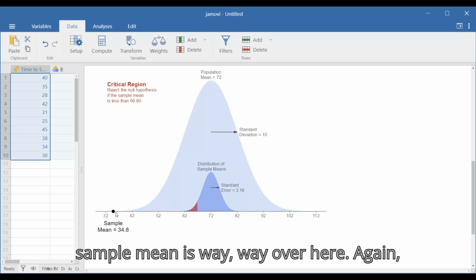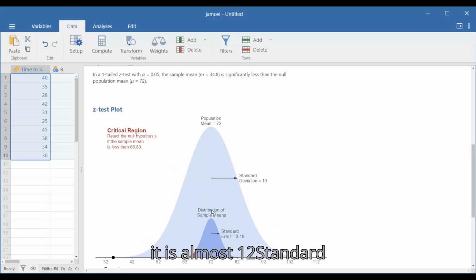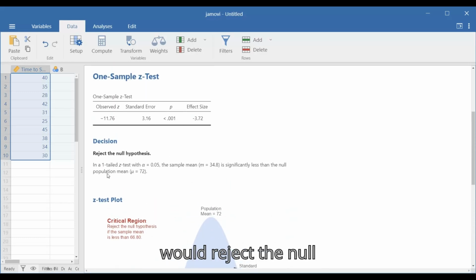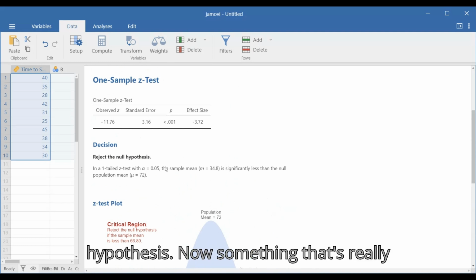So you can see our sample mean is way, way over here. Again, it is almost 12 standard deviations away. So we would reject the null hypothesis.